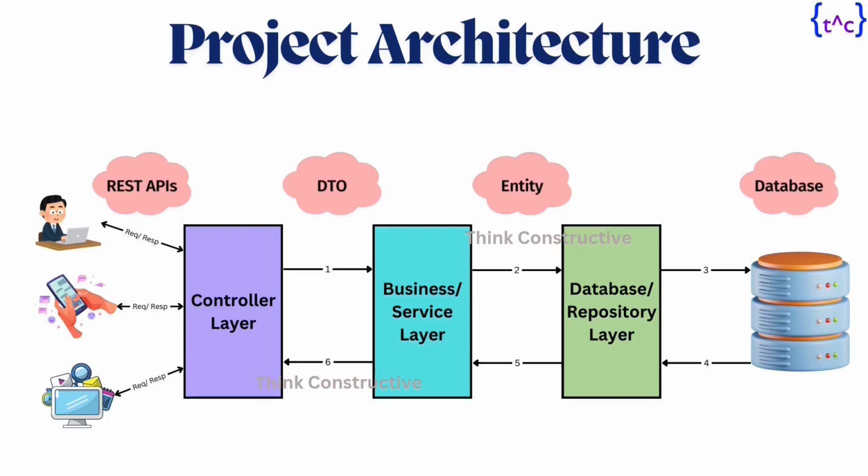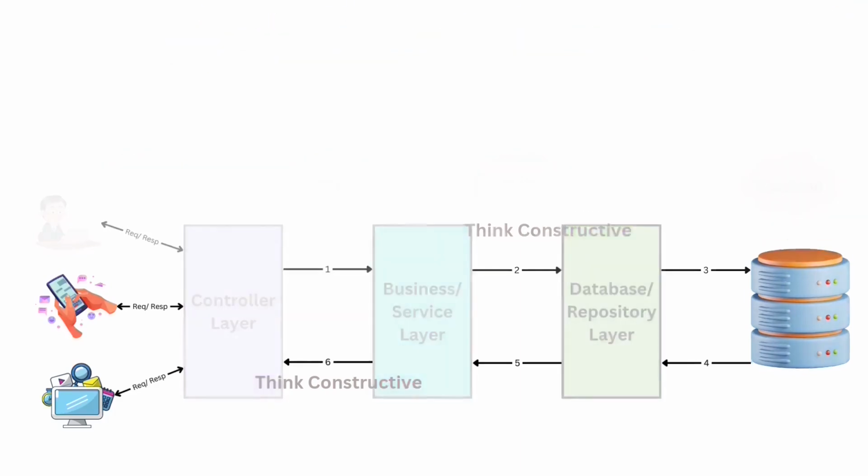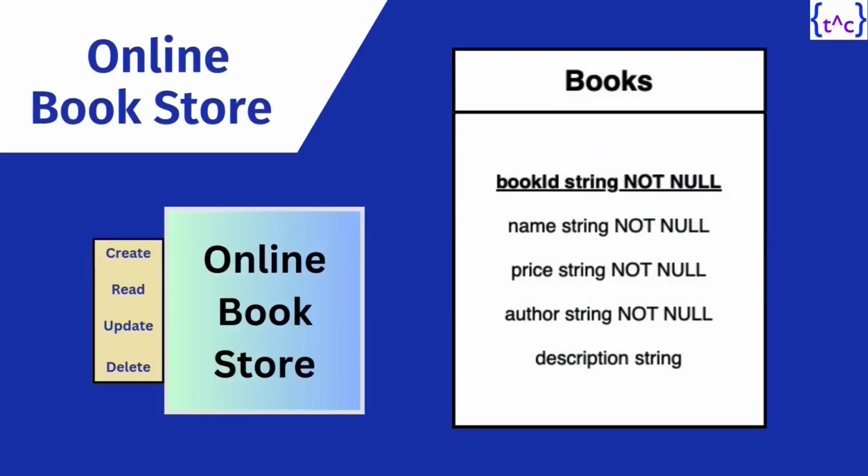All right, so let us have a quick look at what we will be building using this architecture. So here is an online bookstore which we will be building using this project architecture. In this online bookstore, what I have shown here right now is the books entity. We will be creating this books entity with the given fields here, and on this books entity we will be creating the complete CRUD operations using Spring Boot and MongoDB.